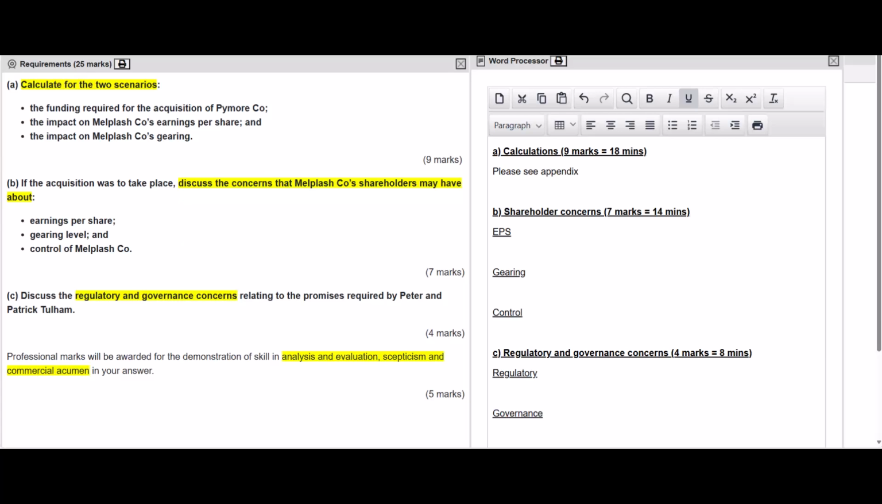Again, this is one of those where it's very easy to get sucked into the calculations and then forget to do the rest. So just be very strict with yourself. That's why I put the timings in as well. So you're going to give yourself 18 minutes to do part A, and then you're going to move on after that. So let's get into part A.